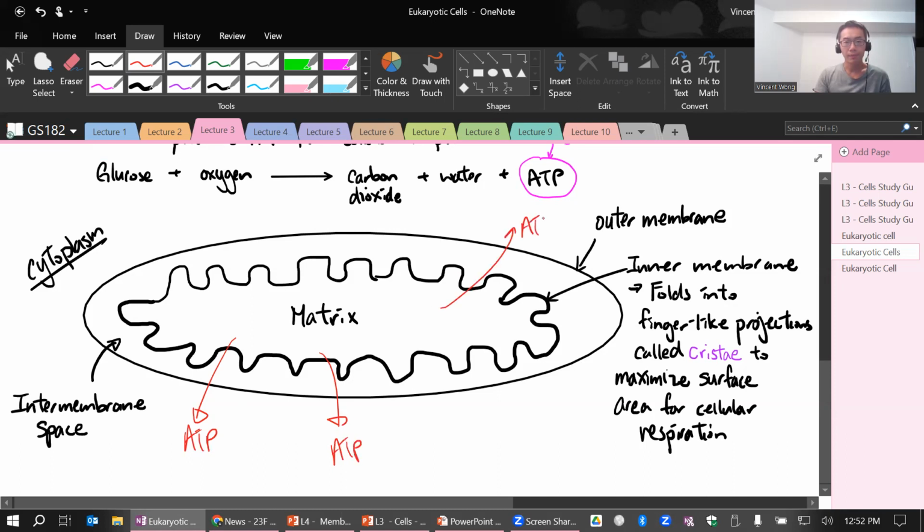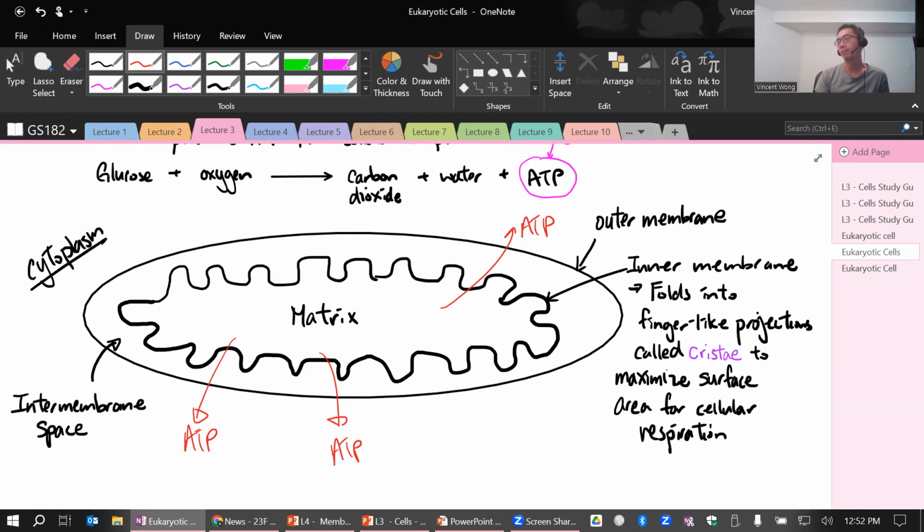Okay. For every glucose that you burn, you will release up to 36 ATP. We need ATPs for everything. Okay, ATP is like money for the cell. Right? You need to pay for various things. You need to have ATP for movement. You need to have ATP to build molecules.